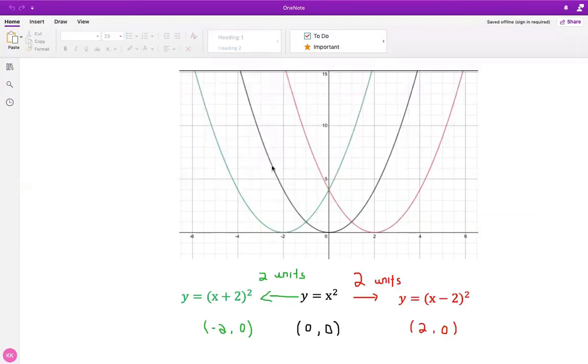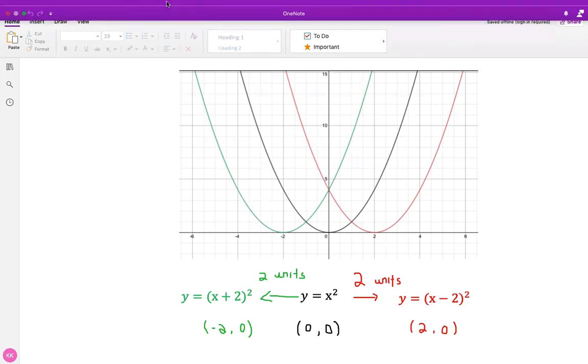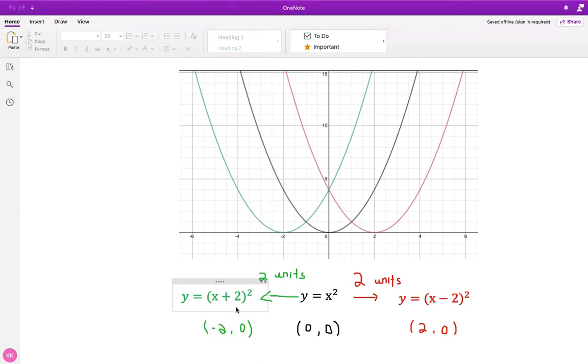In the picture above, I show you three situations: y equals x squared in the middle, and y equals x minus 2 squared on the right. When I graph y equals x minus 2 squared, I need to shift y equals x squared 2 units to the right. When I graph x plus 2 squared, I need to shift y equals x squared 2 units to the left and get this green curve. So this is how the constant here affects the function y equals x squared.